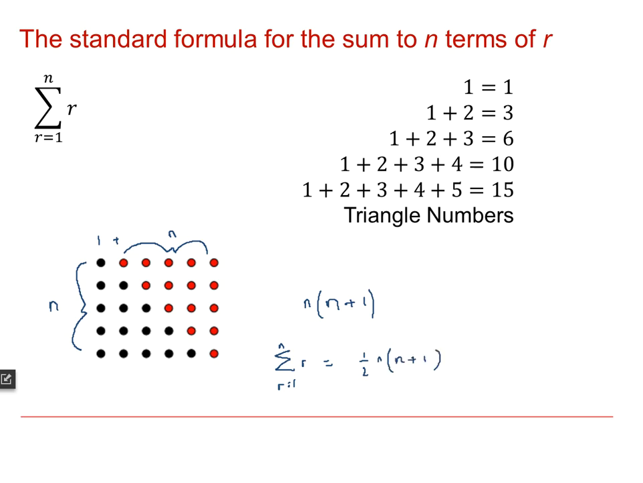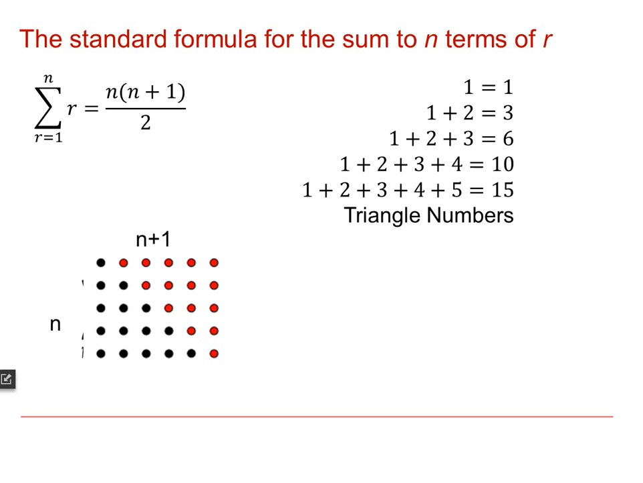Now this is not a rigorous proof, however it is the correct formula, and so there we are, written out nice and neatly for you. The sum is equal to n times n plus 1 over 2, or a half n times n plus 1.